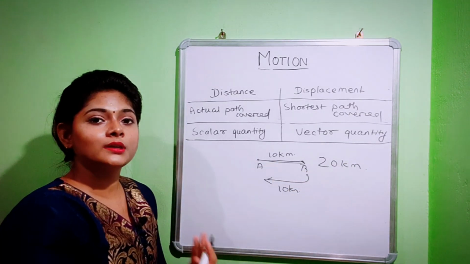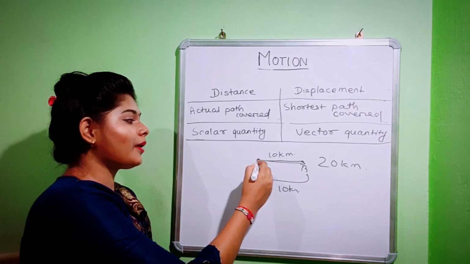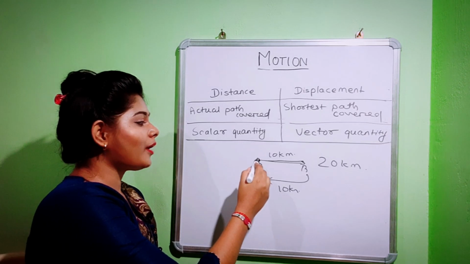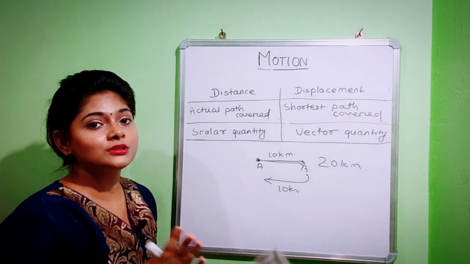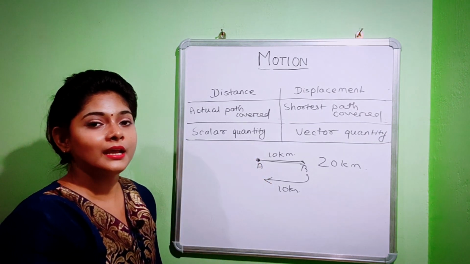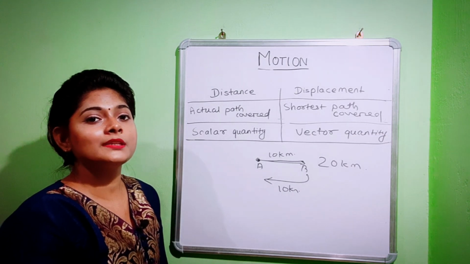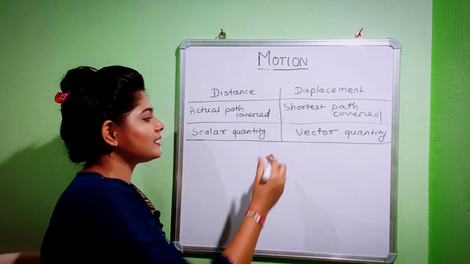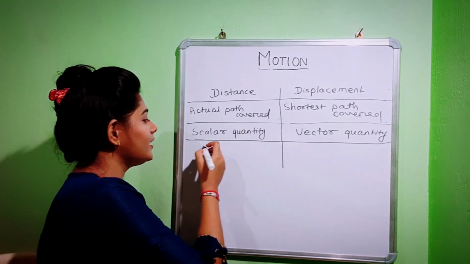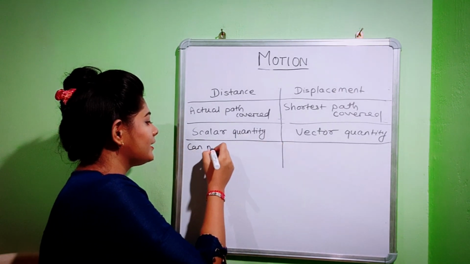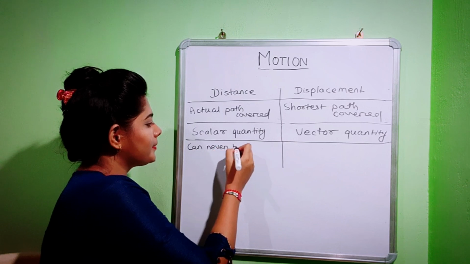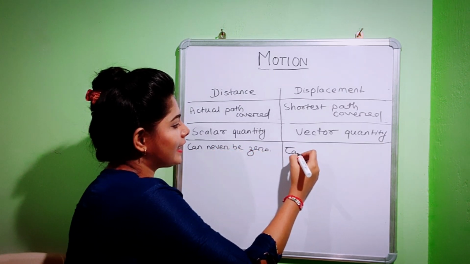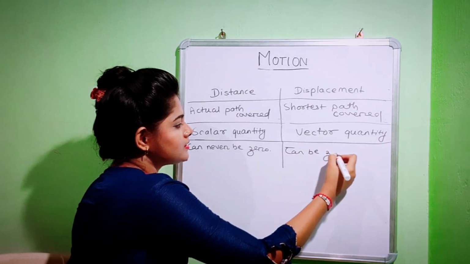But when it comes to displacement, the initial point is A and the final point is also A. So the same point is there. So what can be the shortest path between A and A? Nothing. So the displacement here is 0. So here the difference is distance can never be 0 and displacement can be 0.